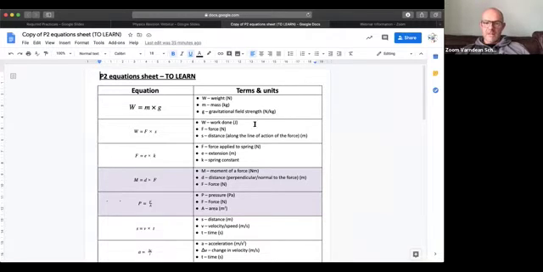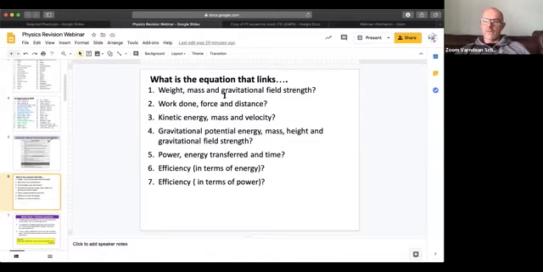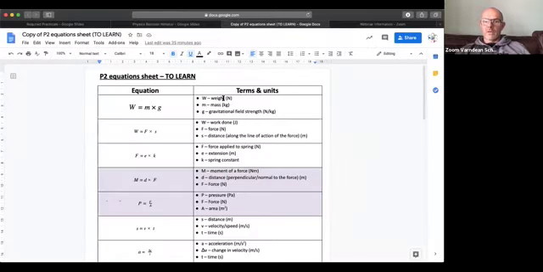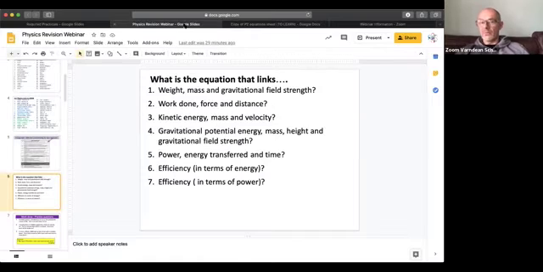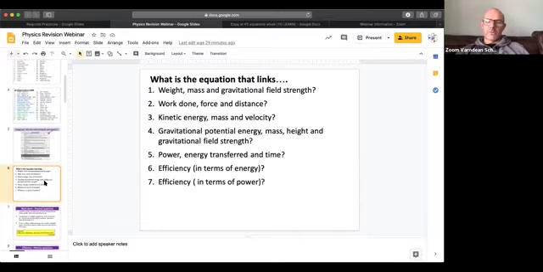And very handily, that one is the first equation on the sheet. So you could write down W equals mg over here. So you've found it. Or you could write down weight equals mass times gravitational field strength, because that might help you remember it better. So what I want you to do is to go through and identify the right equations, just to help you get used to finding them.